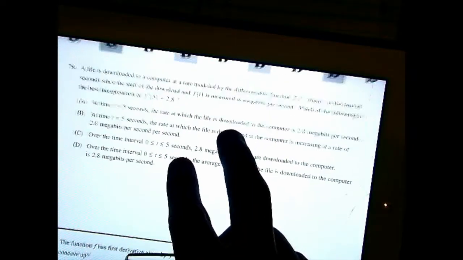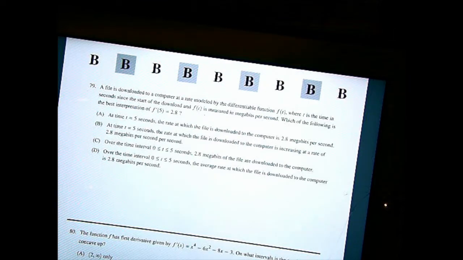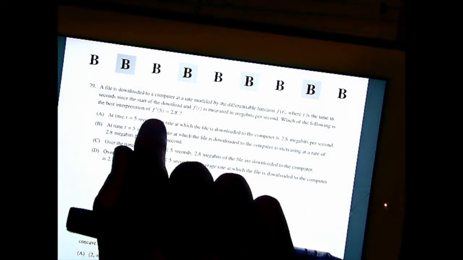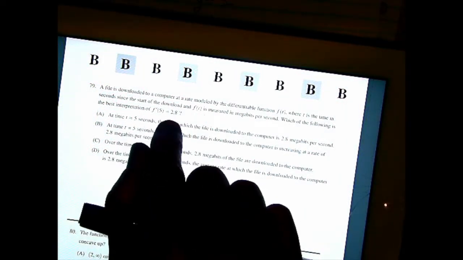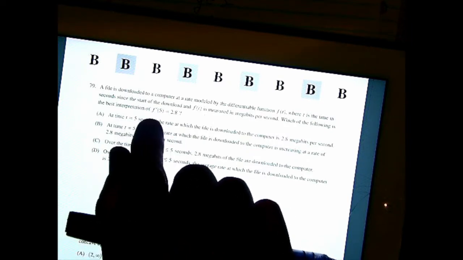79 is sort of an interesting question. It's an interpretation problem. It says a file is downloaded to a computer at a rate modeled by the differentiable function f of t, where t is the time in seconds since the start of the download, and f of t is measured in megabits per second. Which of the following is the best interpretation of f prime of 5 equals 2.8? Right away, if you see f prime of 5 equals something, they're telling you the rate at which the function is changing at t equals 5, right?